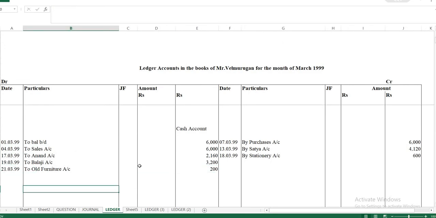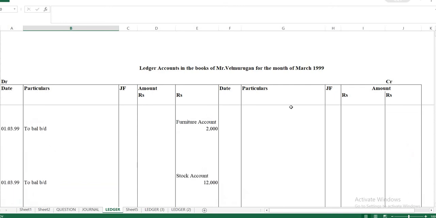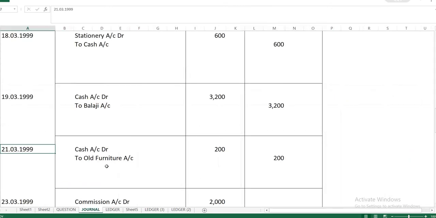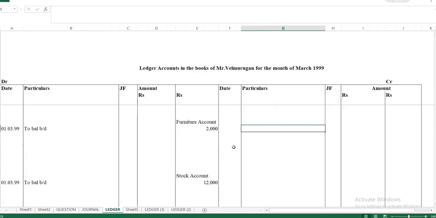Okay. Now go to the furniture account. In that, by cash account on the credit side you have to give. Furniture account, in that by cash account, that 200 amount. That amount you have to fill it up. So write down the date, 21st of March. So that you have to mention here.